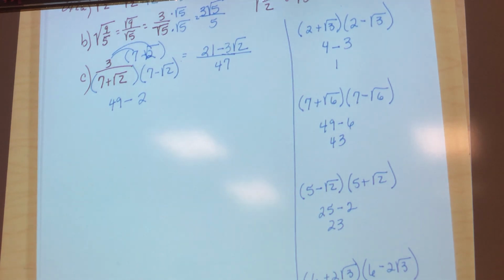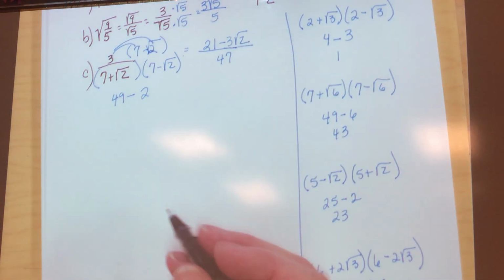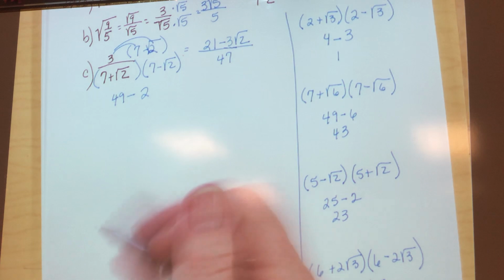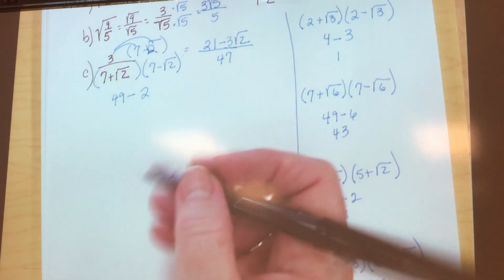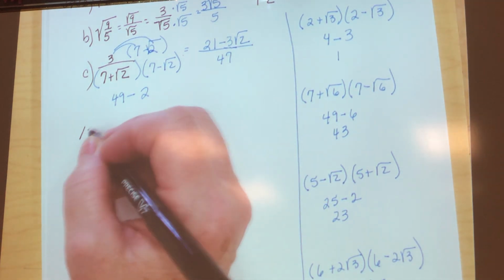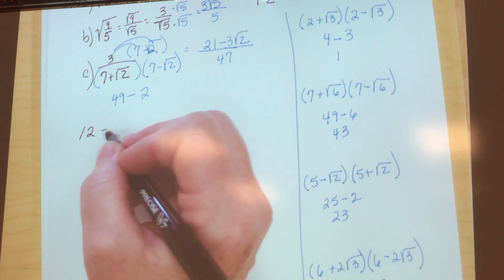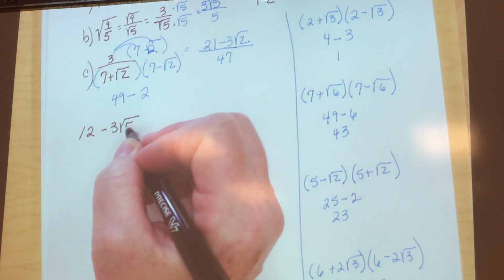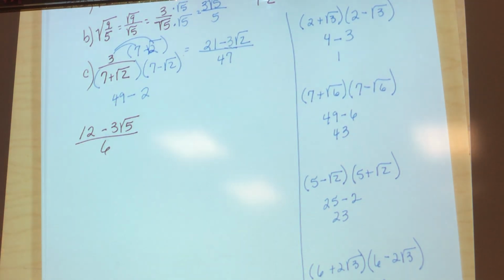Okay, so let's go back over here. I want to point out a couple of other things, okay? Here's the first one. I'm just going to make some answers up and ask you some questions about it. What if you got this as your answer? 12 minus 3 square root of 5 over 6. Tell me what you would need to do.